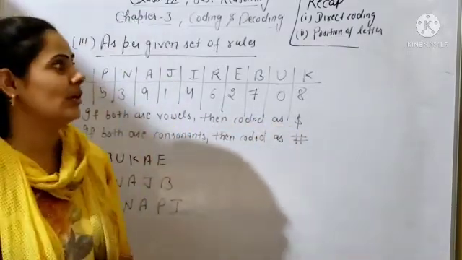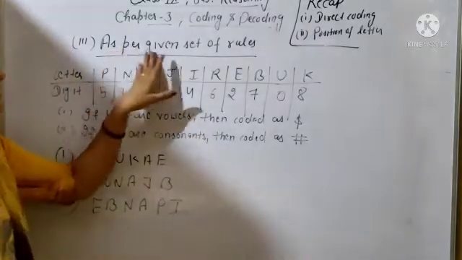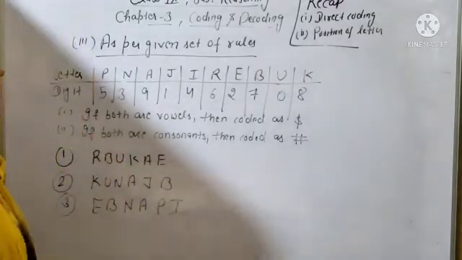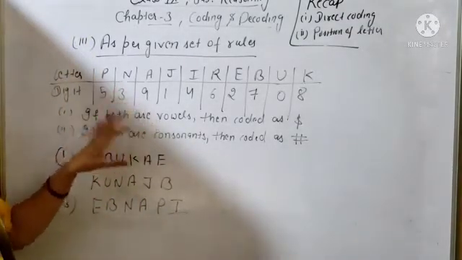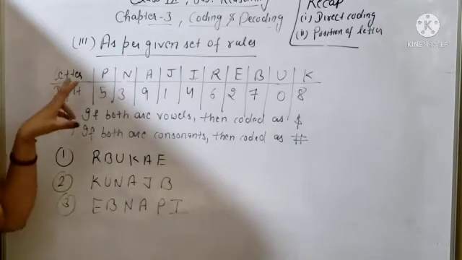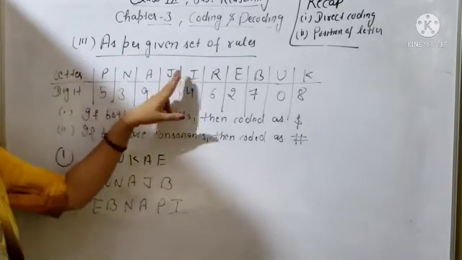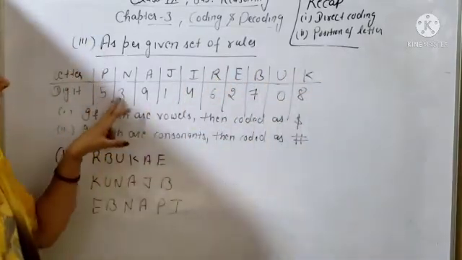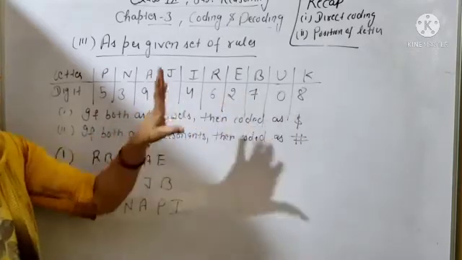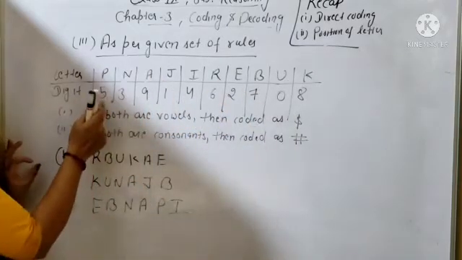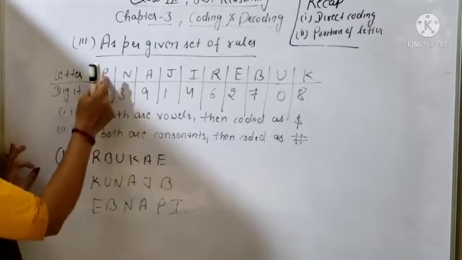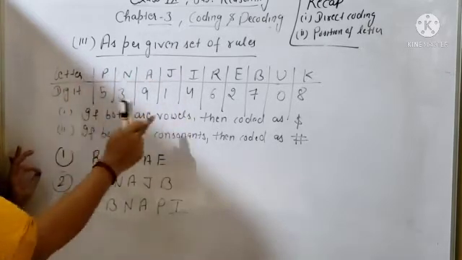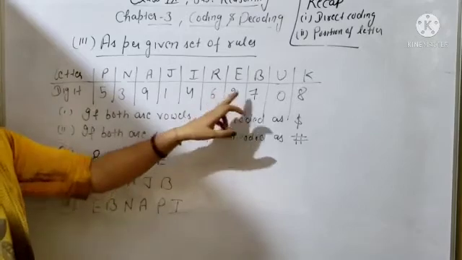The third type in the number system coding is coding as per given set of rules. So how will you do the coding as per given set of rules? In this set of rules, a rule is given. For example, this table is given. These are the letters P, N, A, J, I, R, E, B, U, K. Clear? These are the letters and these are the digits 5, 3, 9, 1, 4, 6, 2, 7, 0, 8. It means at the place of P you can write 5, and at the place of 5 you can write the letter P. So these are the letters and these are the codes as digits 5, 3, 9, 1, 4, 6, 2, 7, 0, 8.